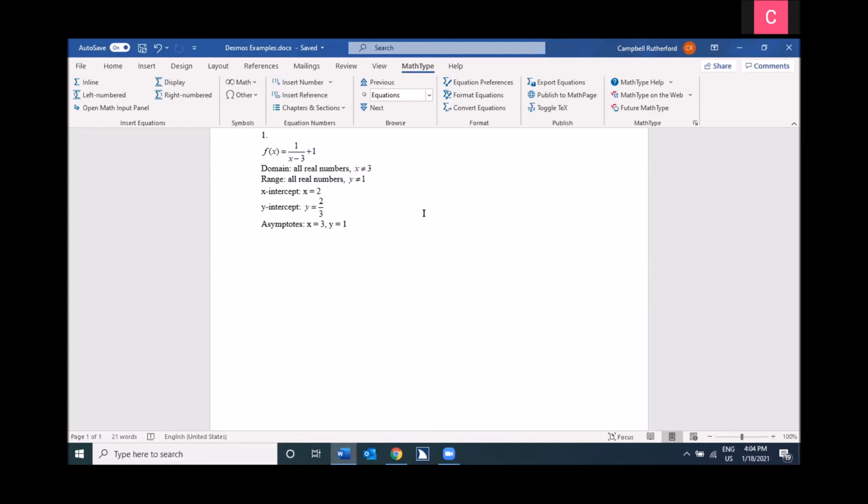Okay. X dash intercept colon X equals 2. Y dash intercept colon math content Y equals 2/3. Okay. And I put the y equals 2/3 in LaTeX so that it would look right. But I put my x equals 2 just in plain text because you don't necessarily need LaTeX in that case. Asymptotes colon X equals 3. Y equals 1. Blank. All right. So that's the end of my properties of the graph.